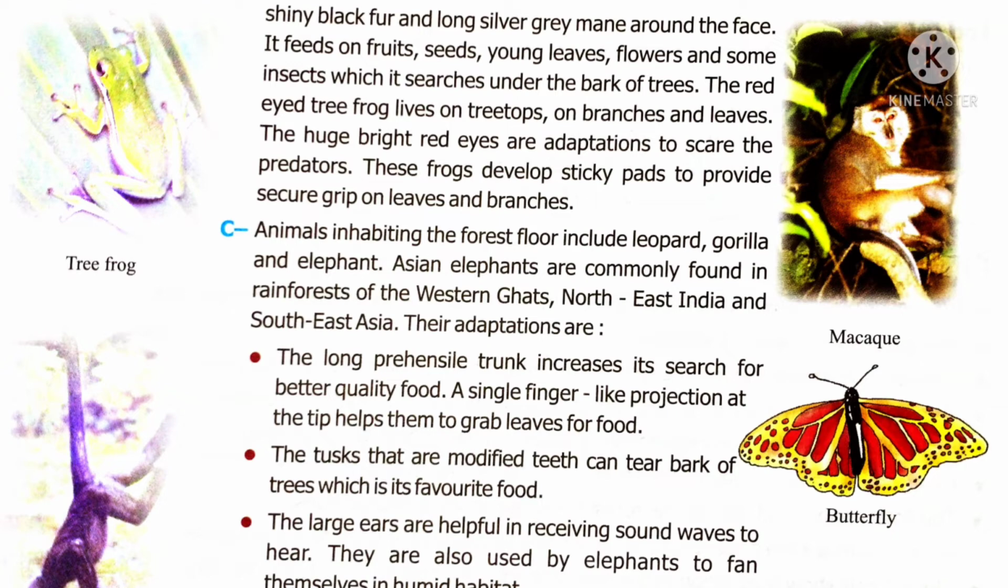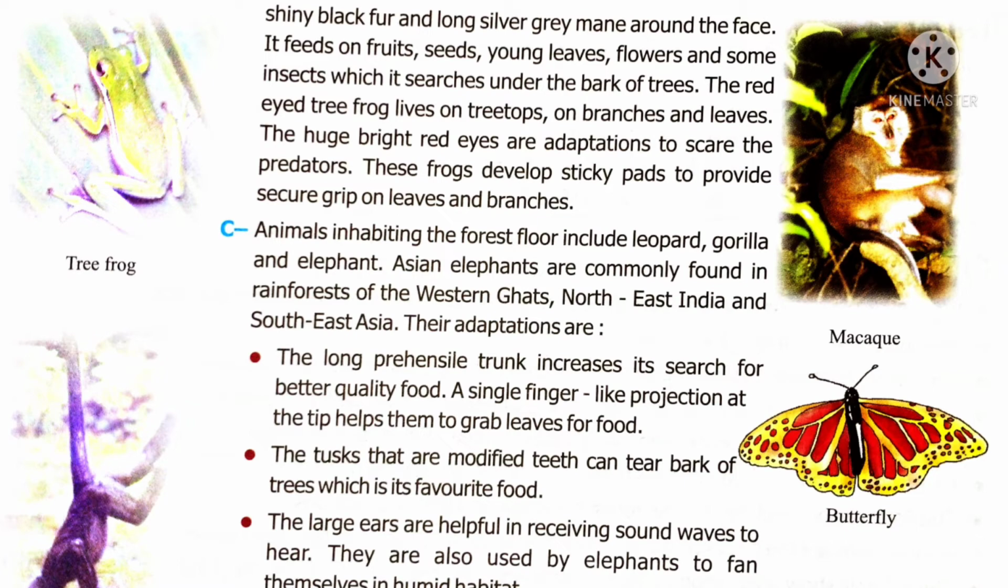Now, some of the animals live on the floor of the forest. That includes the leopard, gorilla, and elephant. Here we have grouped animals or organisms into three ways in the tropical rainforest. One is the canopy. What is canopy? The animals or organisms which live on the top of the tree. Second is the lower portion of the canopy. Third one is on the ground. Some animals live on the ground.